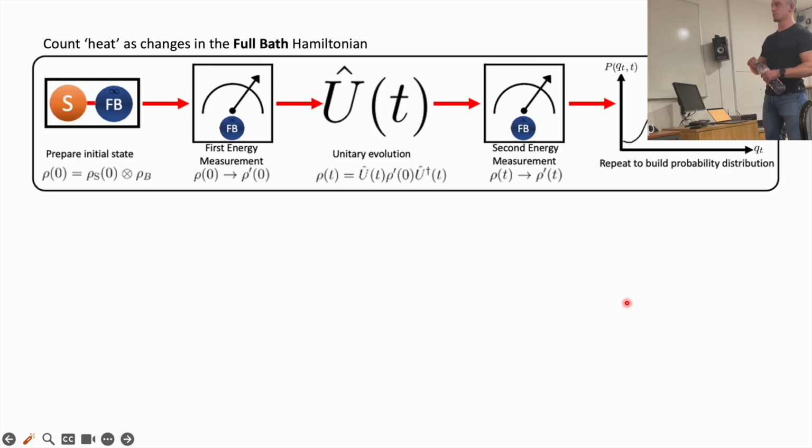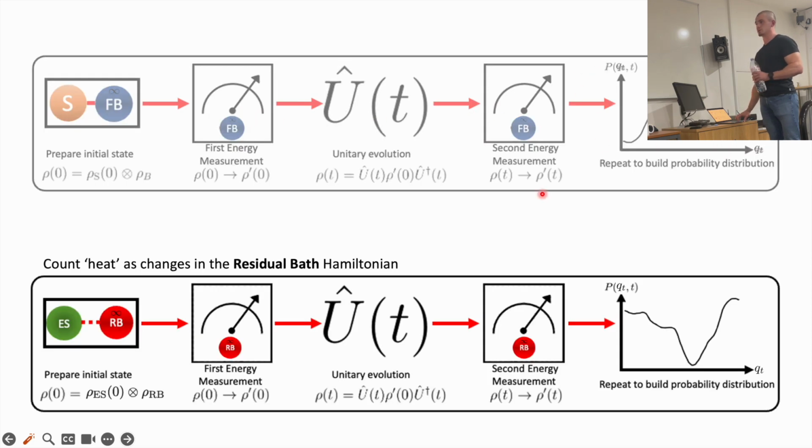So we put together the two parts that I've talked about. I'm going to put together the 2-point measurement protocol and the reaction coordinate mapping. And essentially the only difference is going to be, what Hamiltonian do I perform these projective measurements on? So I can perform the projective measurements on the full bath Hamiltonian, here and here, and I end up with some probability distribution. Or I can just perform the projective measurements onto the residual bath Hamiltonian, and I'll end up with some different probability distribution. So these are two ways of defining heat: changes in the full bath Hamiltonian or changes in the residual bath Hamiltonian.